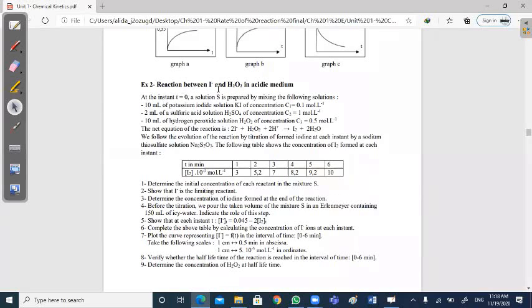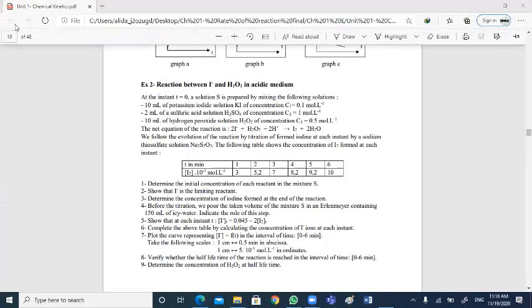Reaction between I- and H2O2 in acidic medium. At the instant t equals 0, a solution S is prepared by mixing the following solutions: 10 milliliters of potassium iodide solution KI of concentration C1 equals 0.1 mole per liter, 2 milliliters of sulfuric acid H2SO4 of concentration C2 equals 1 mole per liter, 10 milliliters of hydrogen peroxide solution H2O2 of concentration C3 equals 0.5 mole per liter. Let's write the data and then go back to the question.